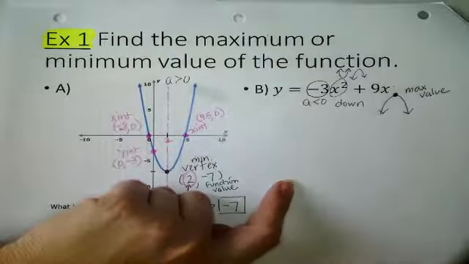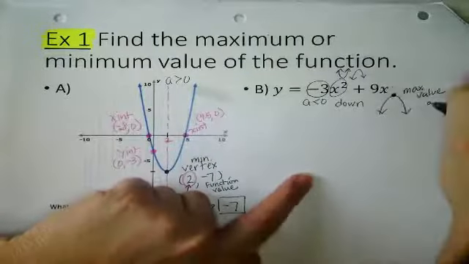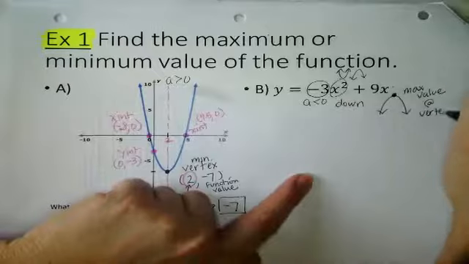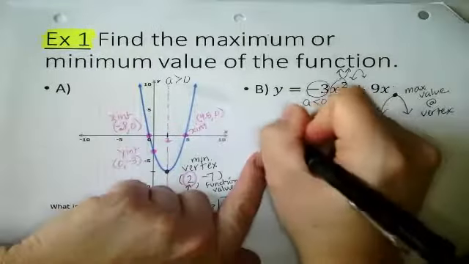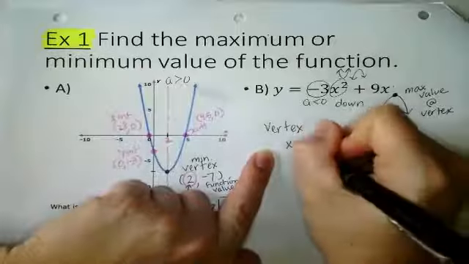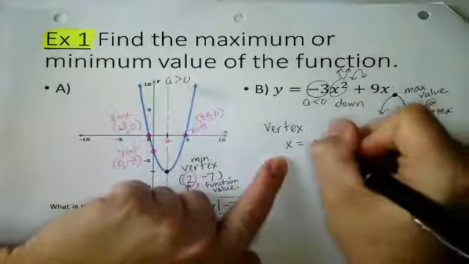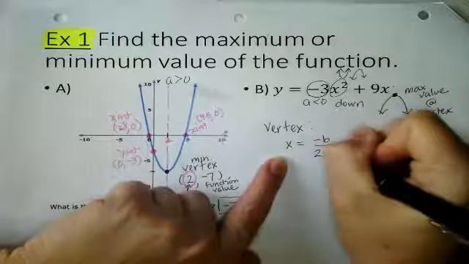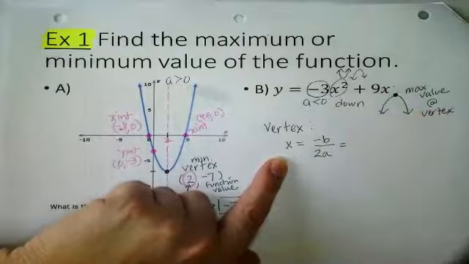Now, that maximum value is going to occur at the vertex. So we want to go ahead and figure out the vertex. To find the vertex, we want to find the x coordinate, and we can use the formula -b over 2a.